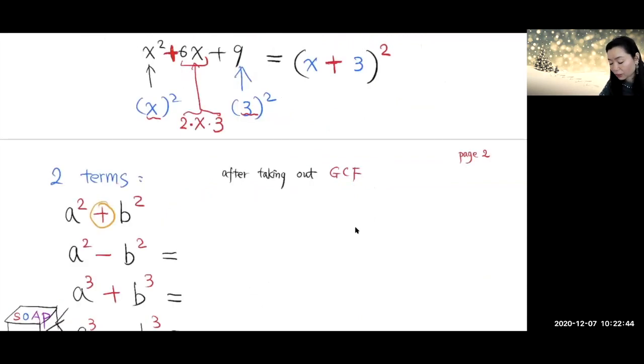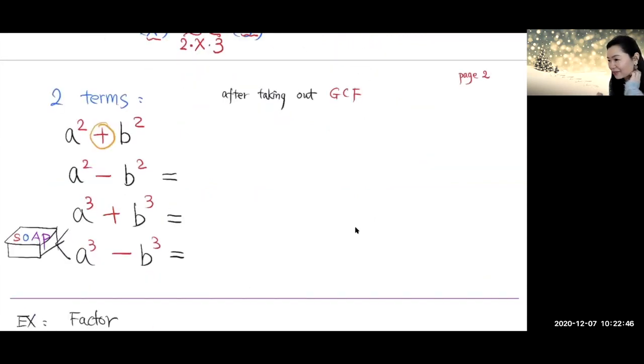Now, what about 2 terms? Today we learn about 2 terms. Today we learn about difference of 2 squares, sum of 2 cubes, and difference of 2 cubes. We also learn about sum of 2 squares also. So we learn about this today.